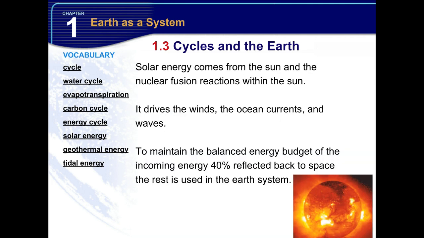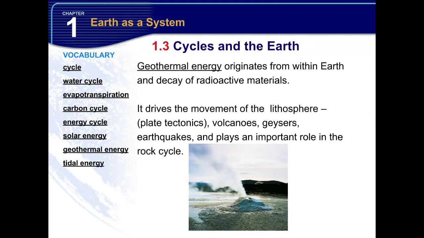Solar energy comes from the sun and the nuclear fusion reactions that happen at the sun's core. It drives the winds, the ocean currents, and the waves. Now, to maintain a balanced energy budget, of the incoming energy, 40% is reflected back to space, and the rest is used in the Earth system. Now, geothermal energy originates from within Earth and the decay of radioactive materials.